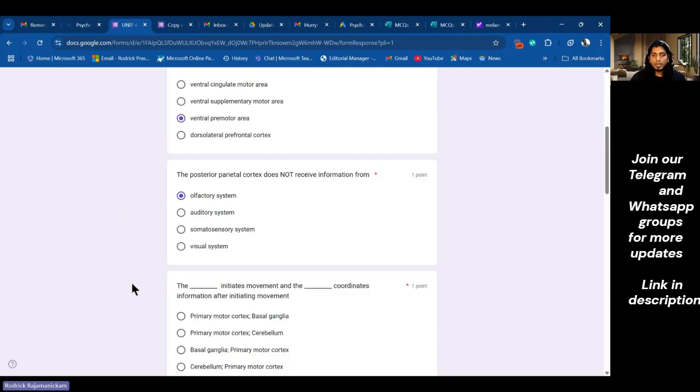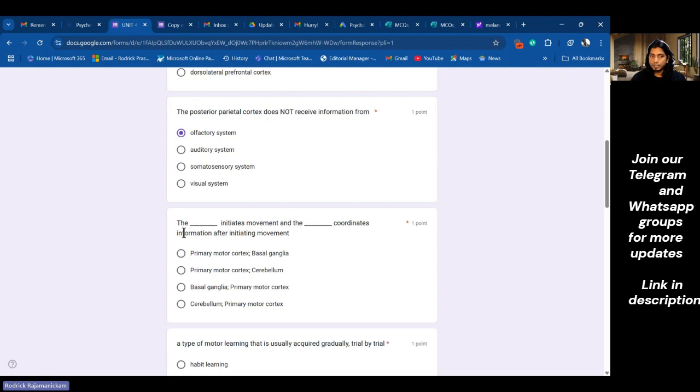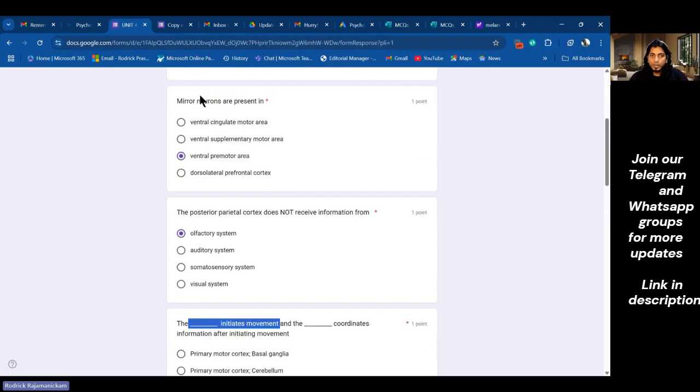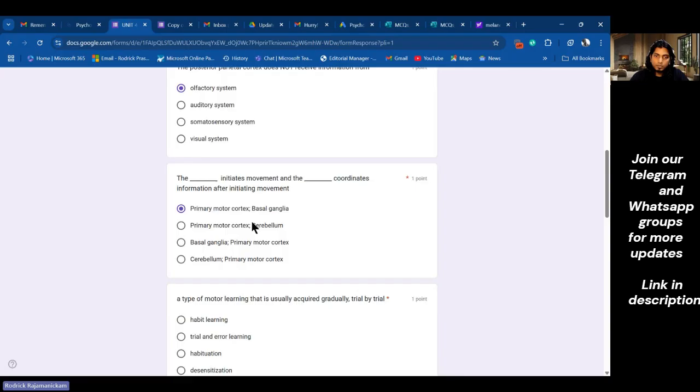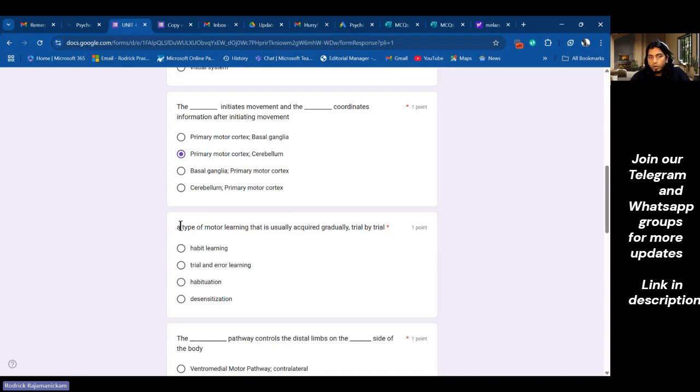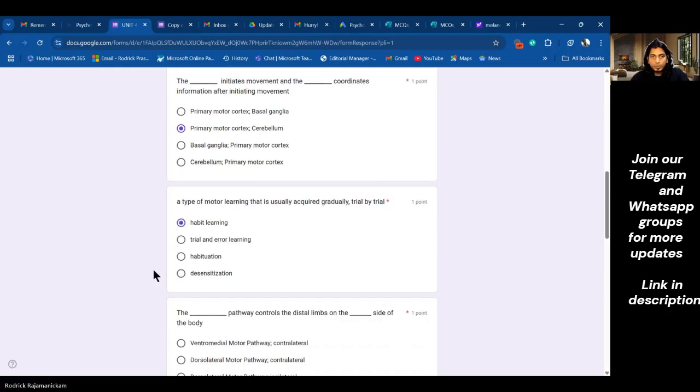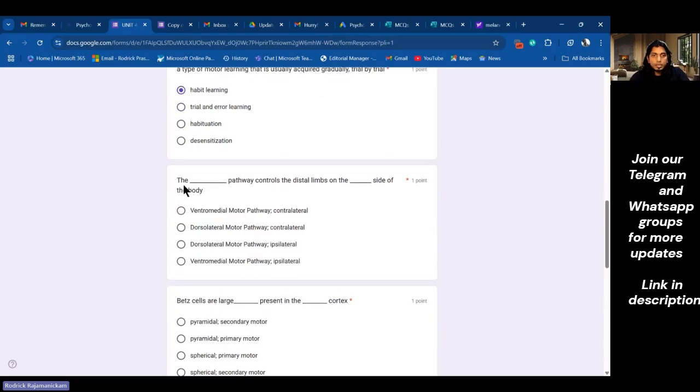Dash initiates movement and dash coordinates information after the initial movement to adjust it. The primary motor cortex initiates movement through coordination with primary association cortexes and the supplementary motor cortex, and the cerebellum coordinates it afterwards. A type of motor learning that is usually acquired gradually, trial by trial, is called habit learning, not habituation. Then the dash pathway controls the distal limbs on the contralateral side. It's the dorsolateral motor pathway.